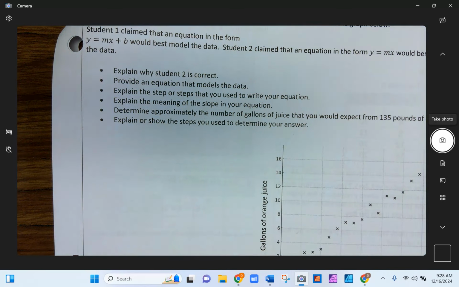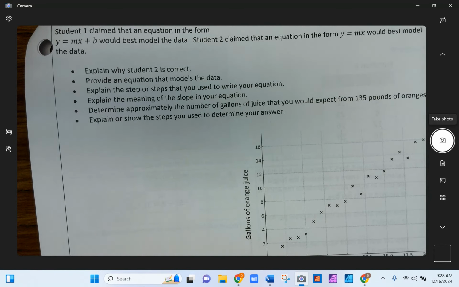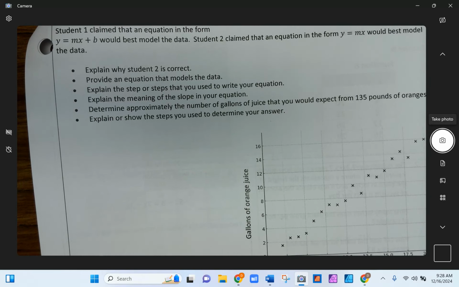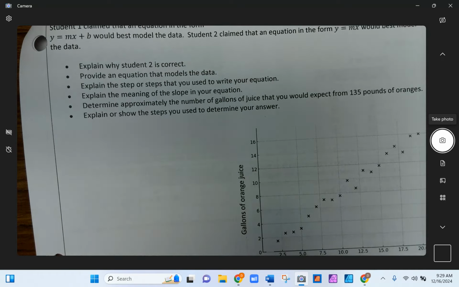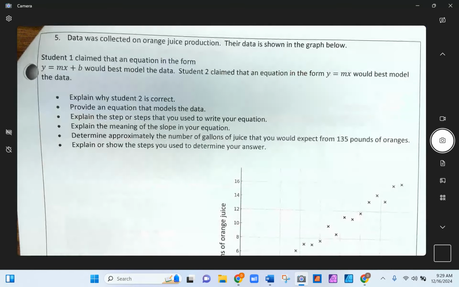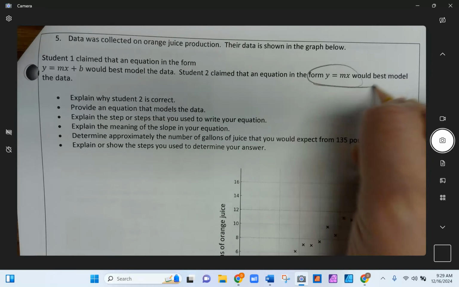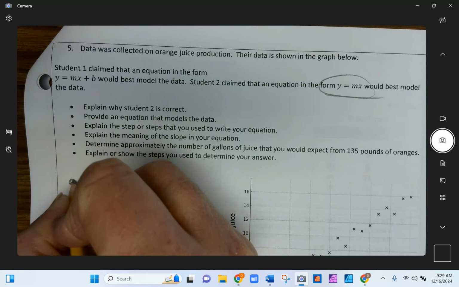Data was collected on orange juice production. The data is shown on the graph below. Student 1 claimed that an equation in the form of y equals mx plus b would best model the data. Student 2 claimed that an equation in the form of y equals mx would best model the data. So this is number 5. Explain why student 2 is correct, basically saying that y equals mx is the way to go.